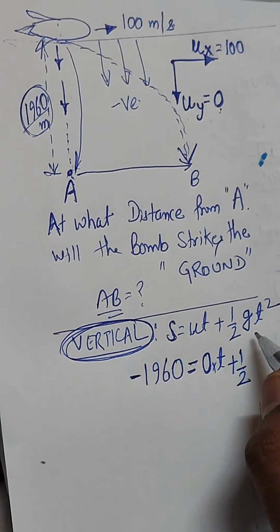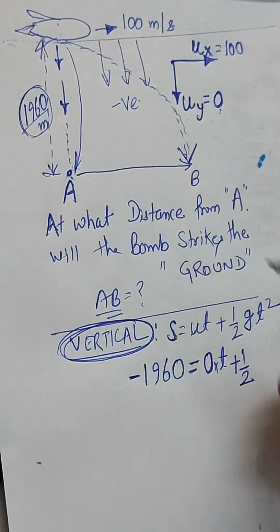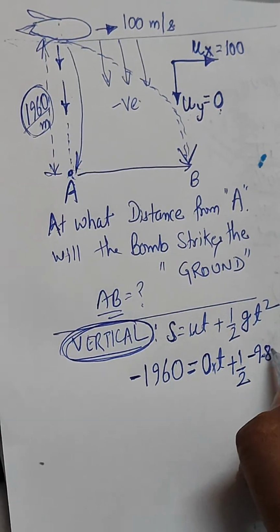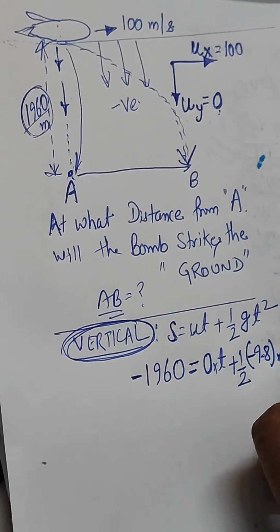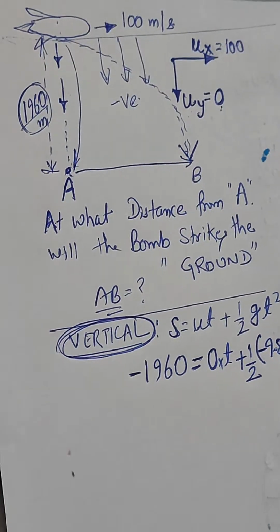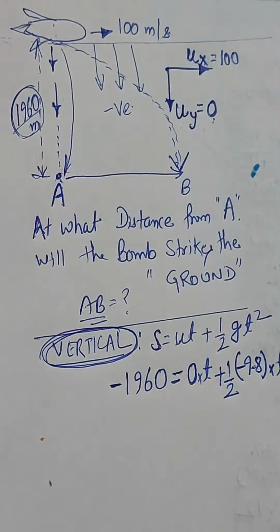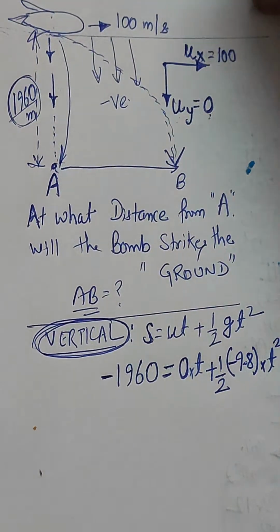Half gt square. What is the value of g over here? g is 9.8 meter per second squared, but in this direction it will be negative. So it will be minus 9.8. The sign convention you can take as per your convenience, right? Into t square. Let me shift a little. I think it's visible now, right?